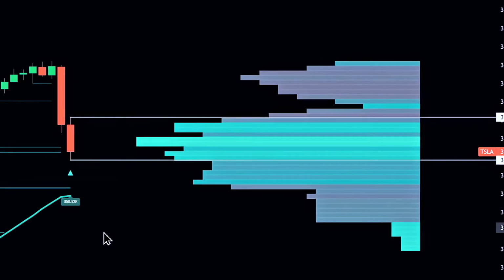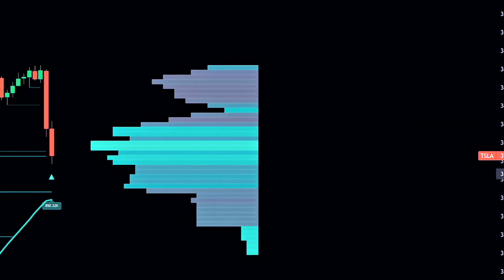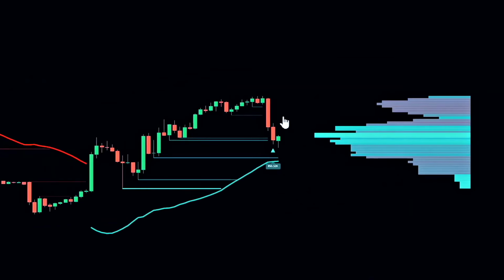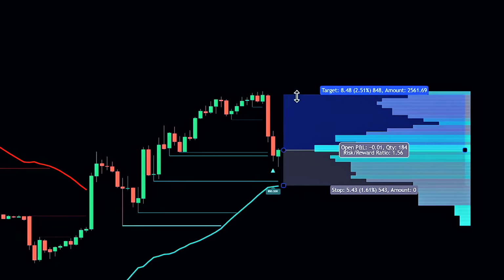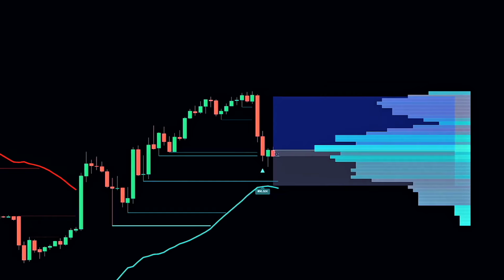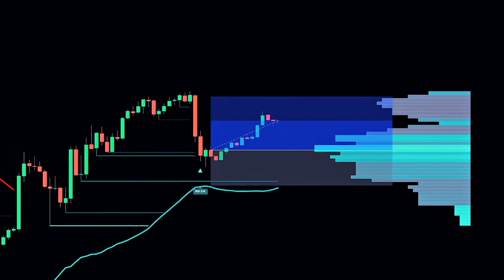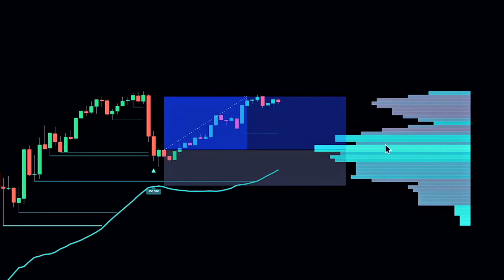Wait for a green candle to confirm the trend is still bullish, then enter the long position. Set your stop loss at the trend filter line and your take profit at 1.5 times your risk. Let it ride, and you're likely to see a win.